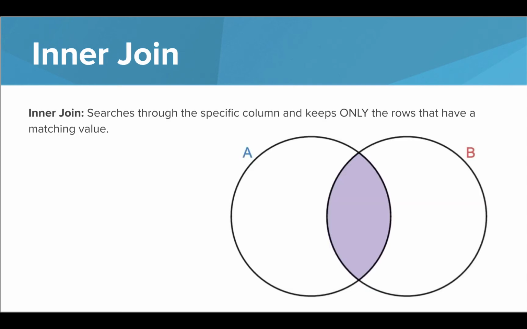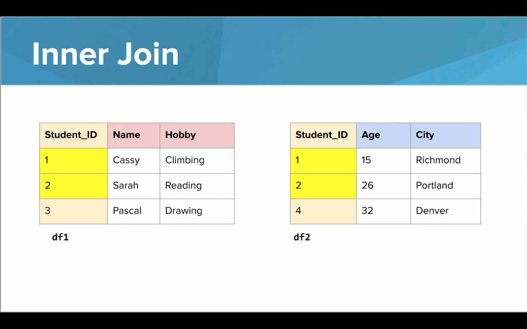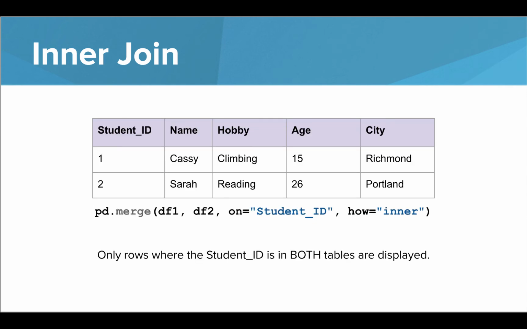An inner join will search through the column that we specify and only keep the rows that have a value that exists in both data frames. So if we look here, the inner join will only keep rows with the primary key of 1 and 2. 3 and 4 will not be included in the merged dataset because they don't exist in both data frames. So now all of Cassie's information is included in one dataset and one row. I'm not sure if this is the best option for our example though. We lose information about the other 2 students using this join.